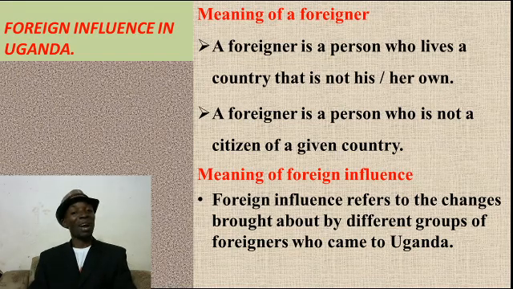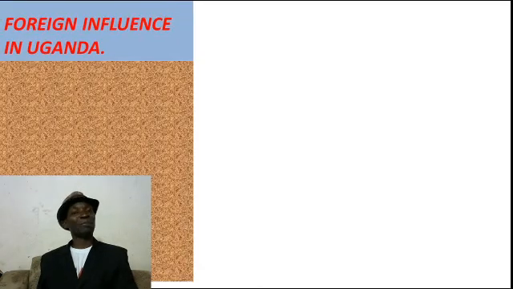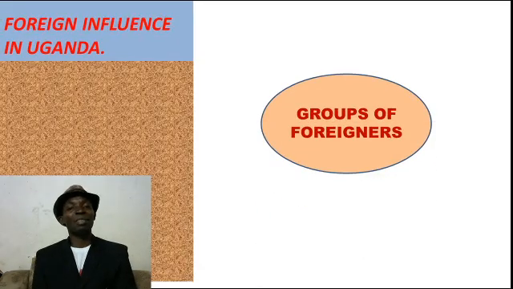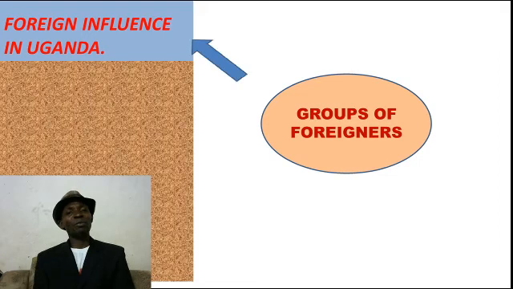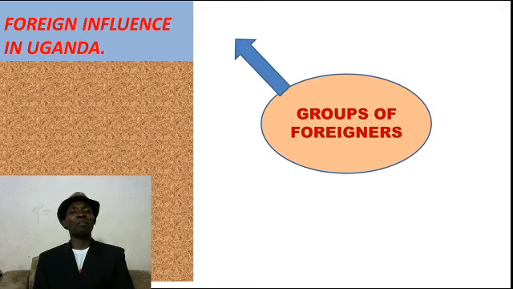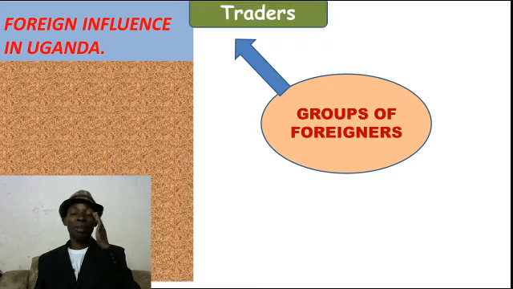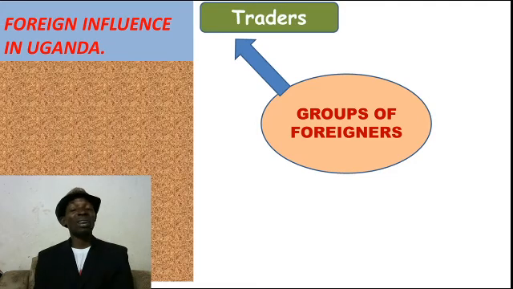Therefore, we shall look at foreign influence in Uganda. I hope you are with me. Under foreign influence, we shall look at groups of foreigners who came to Uganda some time back, before Uganda got independence, in the 1880s. Who were those groups of foreigners who came to Uganda? The first group were the traders.